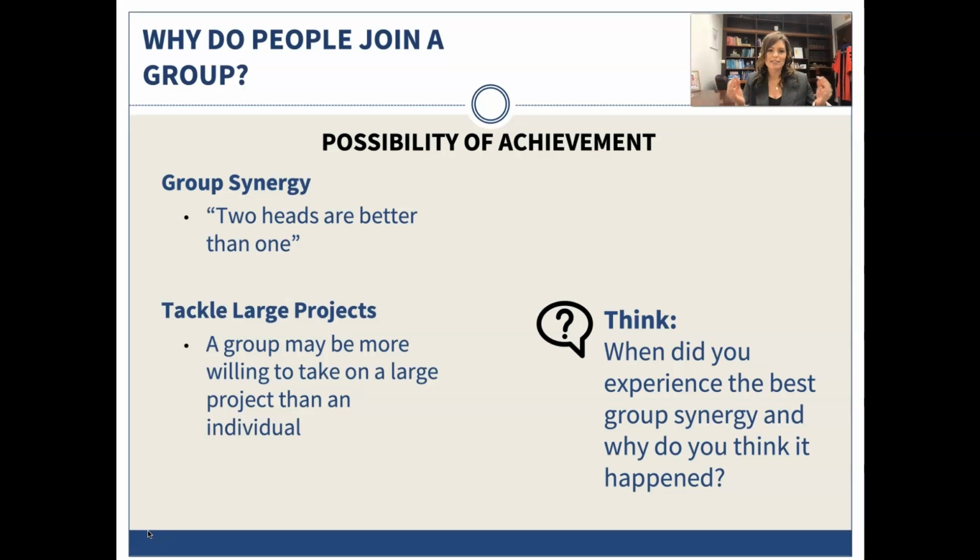We had massive group synergy. We would laugh together, we would cry together, we would plan and dream together. It was just amazing. And in fact, I'm still close with several people that were in that group with me because of the life experience that we shared together. But the possibility of achievement was something that really kept us going, because we knew the better we got at working together, the more we were able to accomplish, the better we were able to serve our students.